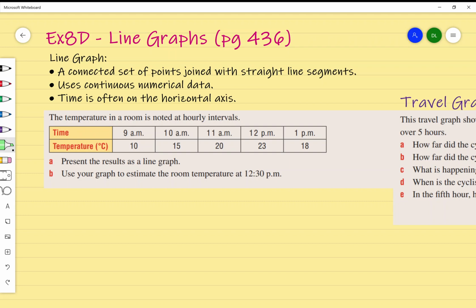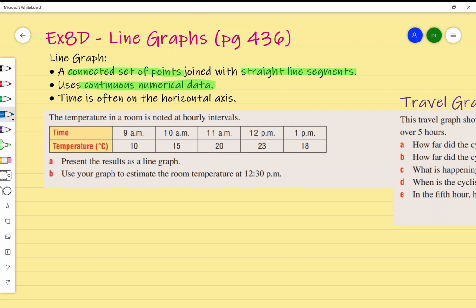So a line graph is a connected set of points where we join them with straight line segments. You've seen them in real life before, whether it's temperature graphs or whatever it is, because they're straight line segments connecting a set of points. If you haven't, you'll know exactly what I'm talking about in a moment. Now they use continuous numerical data, and it's very important that we refer back to that continuous numerical data.